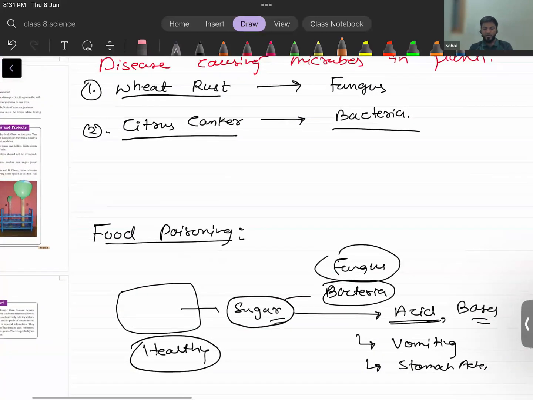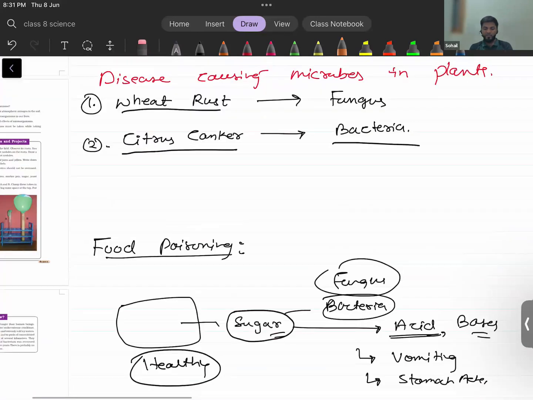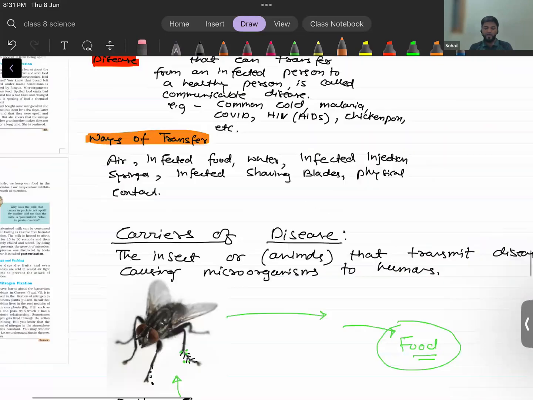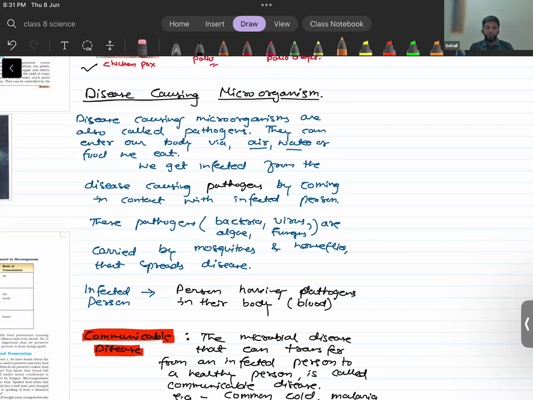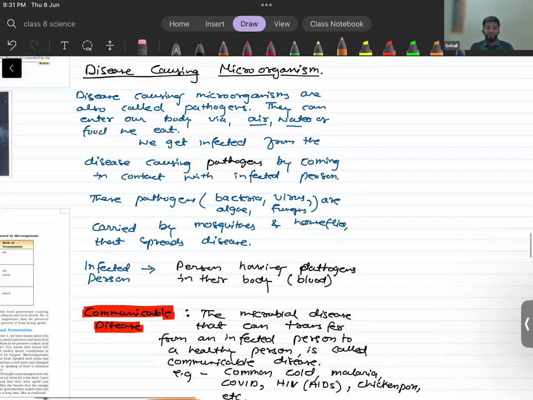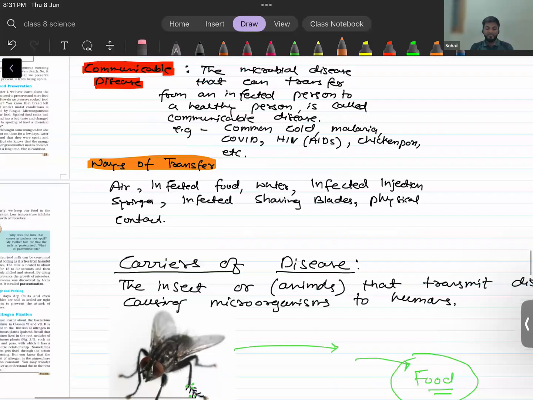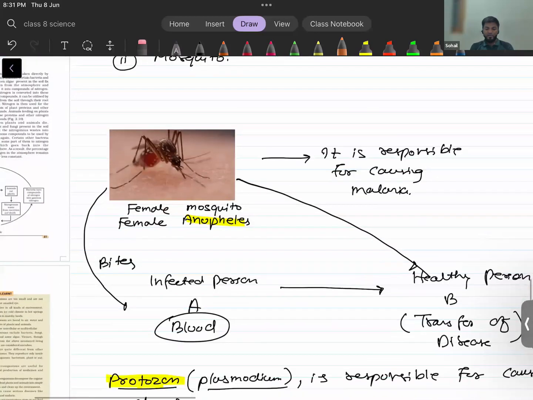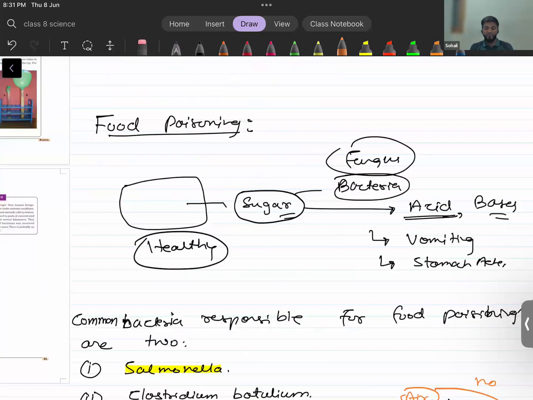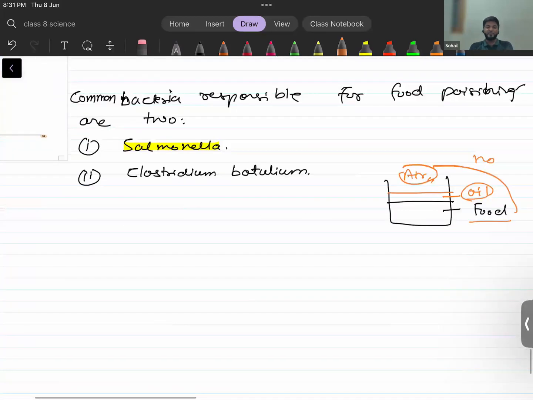Okay, so your task is going to be to write whatever we have discussed so far in the class. Write in your notebook about disease causing microorganisms, explain them with examples, and explain food poisoning as well. Basically whatever we have discussed in today's class. Okay, any confusion so far? No, sir.